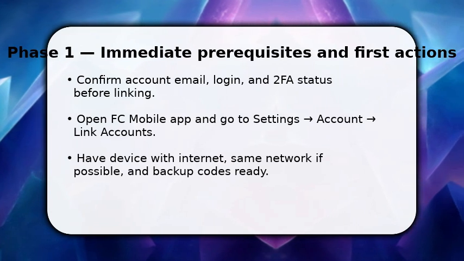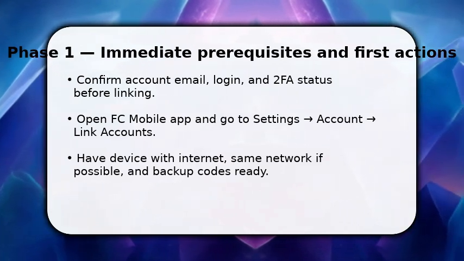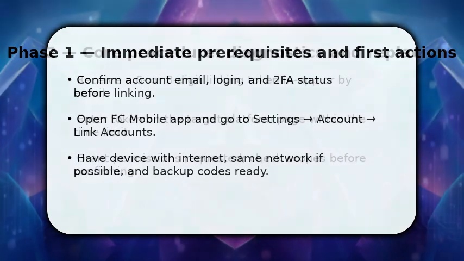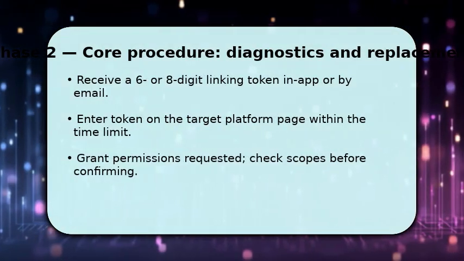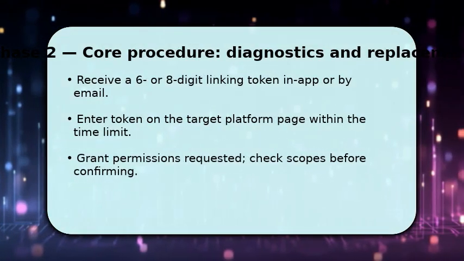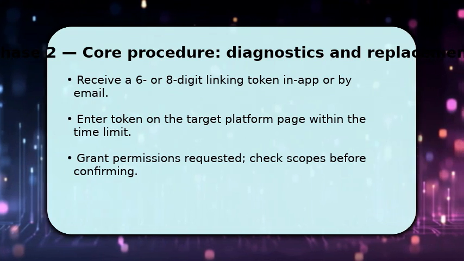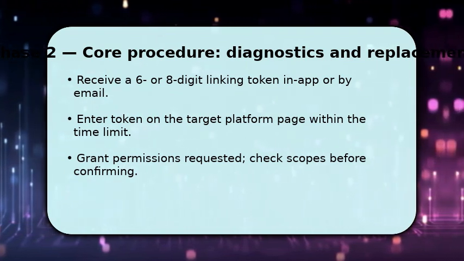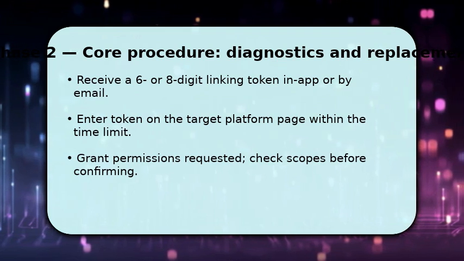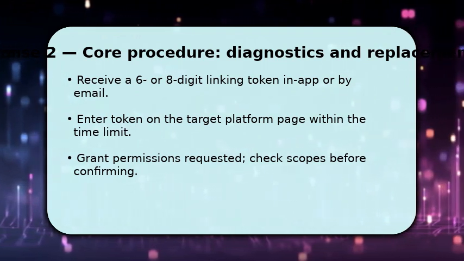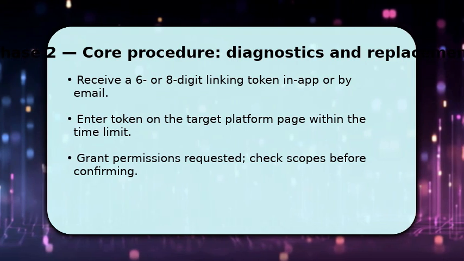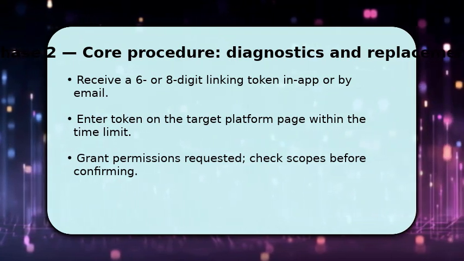Now tap the platform you want to link and follow the in-app prompts to request a linking token. Next, you receive a one-time linking token, usually 6 or 8 digits, either inside the app or by email. Once you have it, switch to the target platform, open its account linkage page, and enter the token promptly because tokens expire quickly. After entry, the system will show requested permissions.